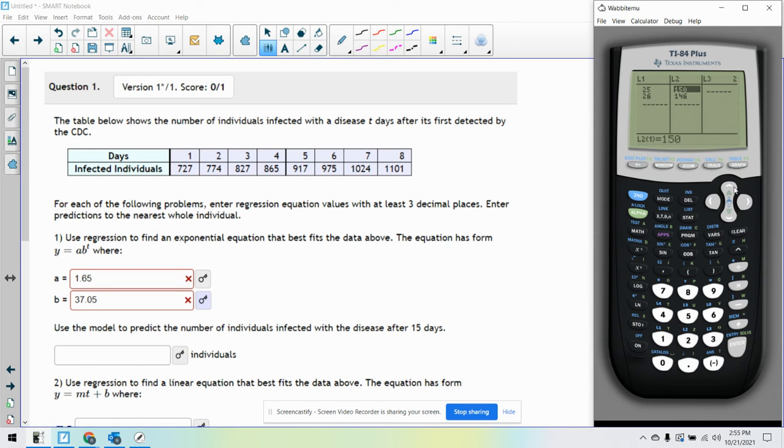If you have something in here, which you probably will, you're going to go up and actually highlight the L1 and L2 and hit clear enter. If you forget these instructions, they are in the textbook, right in this section, and they're in the lecture videos. I'm going to put the days into L1 and the infected individuals into L2.